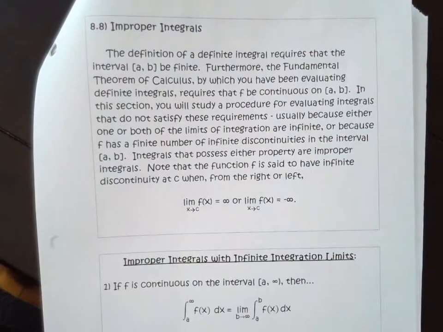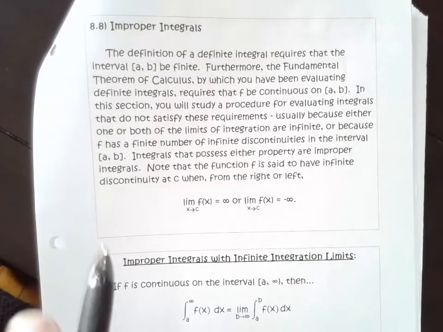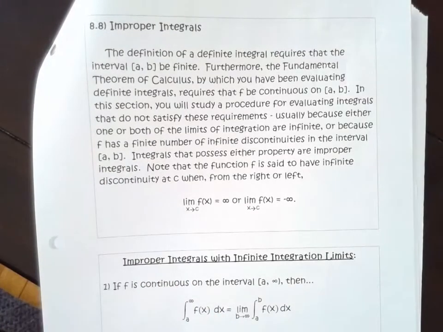But here we go. A definition of a definite integral requires that the interval AB be finite. Furthermore, the fundamental theorem of calculus, by which you have been evaluating definite integrals, requires that f be continuous on AB. In this section, you will study a procedure for evaluating integrals that do not satisfy these requirements, usually because either one or both of the limits of integration are infinite, or because f has a finite number of infinite discontinuities in the interval. Think about that. Finite number of infinite discontinuities. Integrals that possess either property are improper integrals.